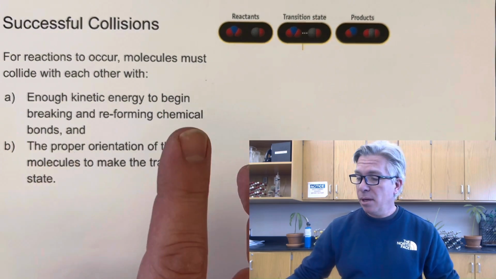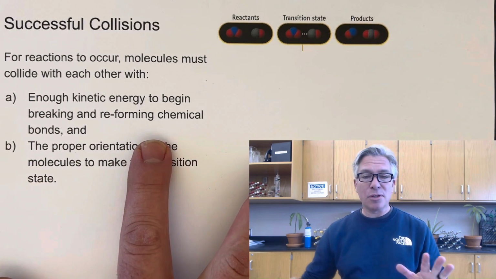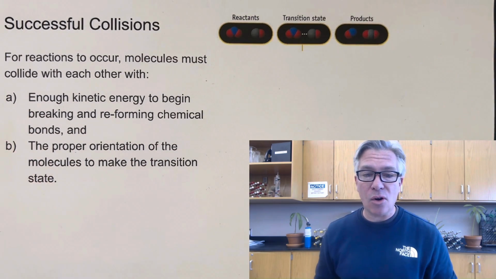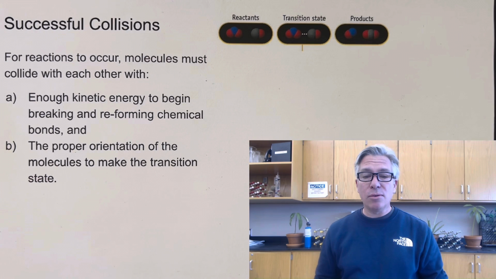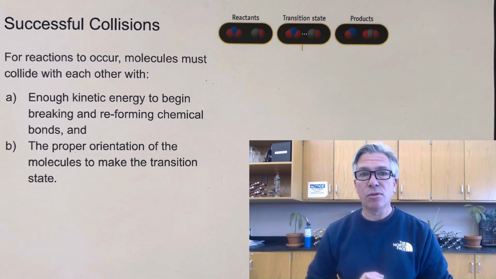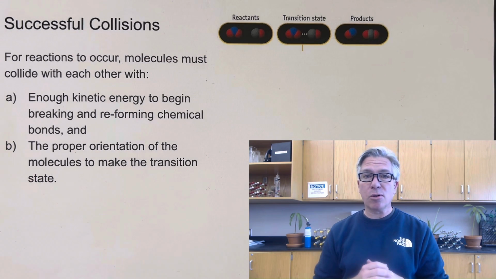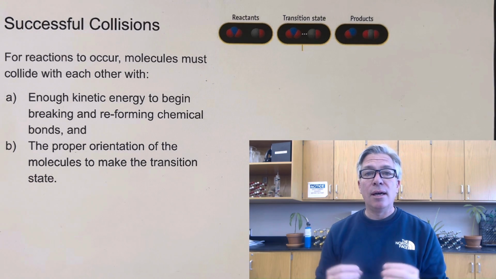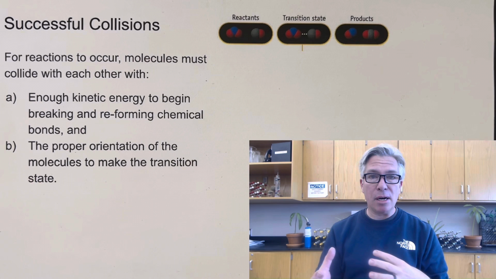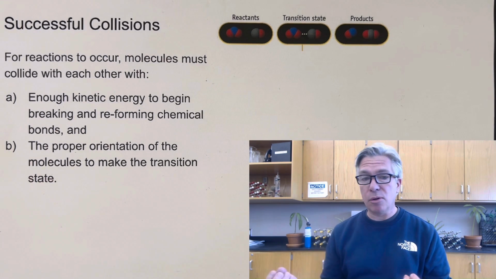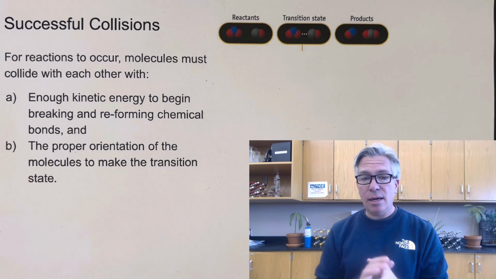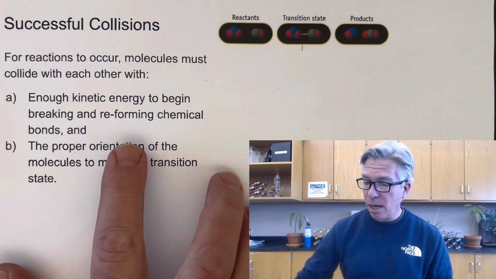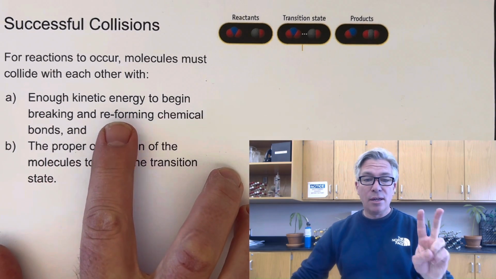So let's get going. Let's talk about successful collisions, because in chemical kinetics, it's all about the collisions. Molecules have to collide with each other in order to react with each other. They can't do it from across the room or across the field or across the world. They have to collide with each other and be able to break bonds or exchange electrons or exchange protons, whatever it is they're doing. And for a successful collision to occur, molecules must collide with each other with two criteria.